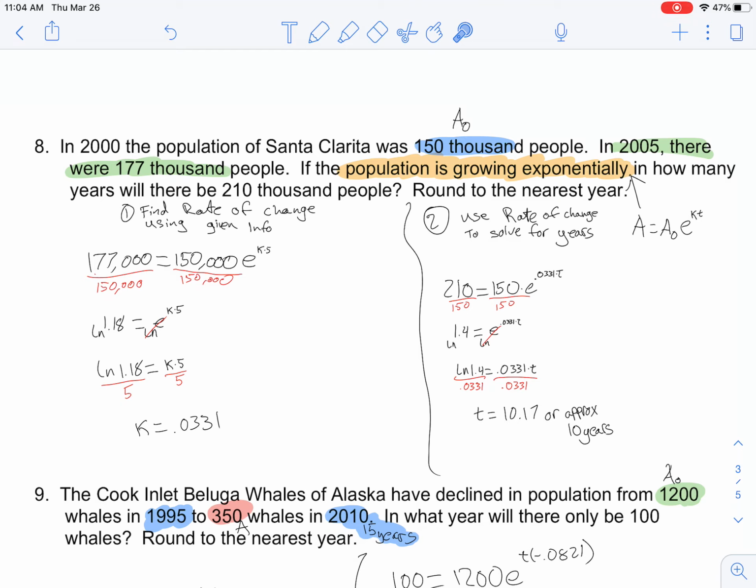So in 2000, the population of Santa Cruz was 150,000. That's our original amount. In 2005, there were 177,000 people. So I wrote 177,000 equals 150,000. So my new amount equals my original amount times e raised to the k times 5 power.